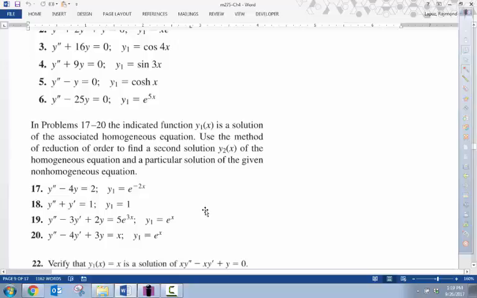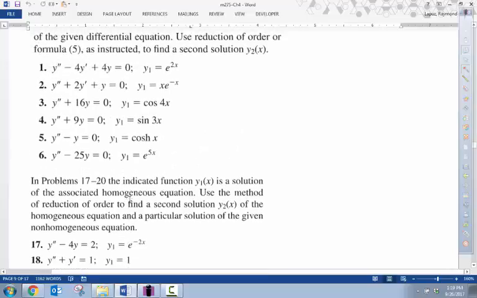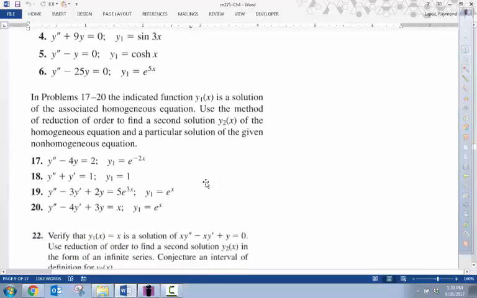All right, what should we do? Use the method of reduction to find the second solution. Let's try to do another one. I don't know, 17, 18, 19, 20. 19 looks like it's... Oh, wait, we have to find a particular solution here, too. Oh, yeah, those are... All right, let's do another one from up here first. Nah, let's skip over that.